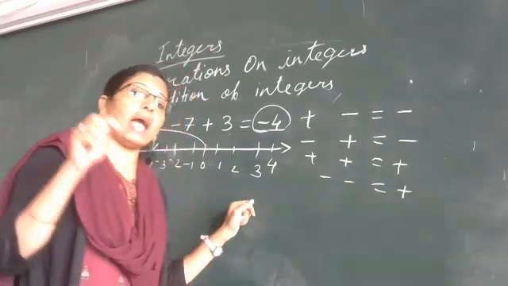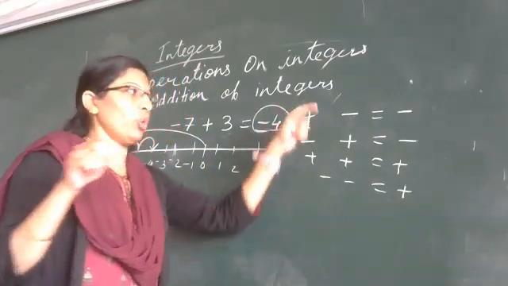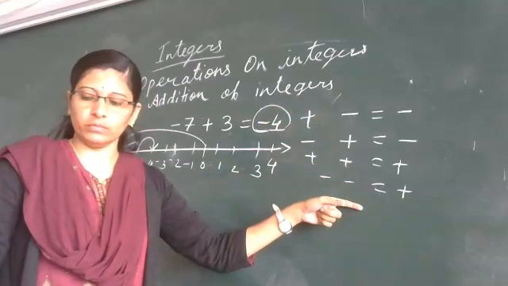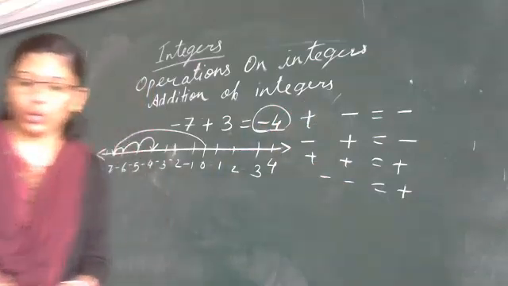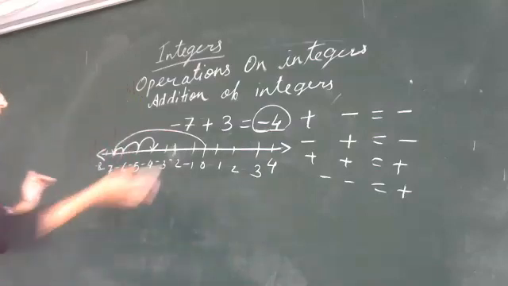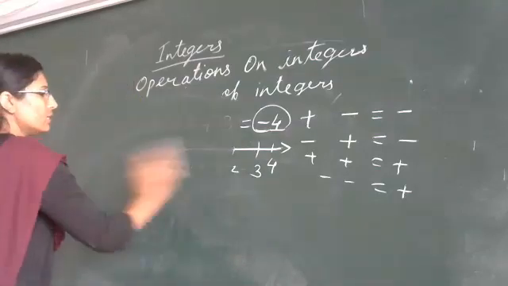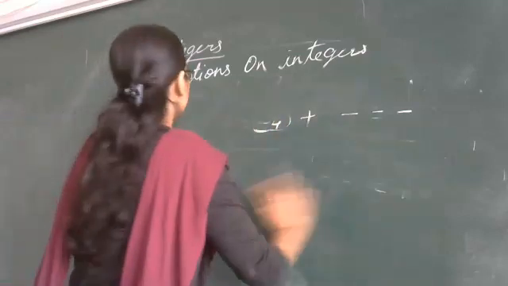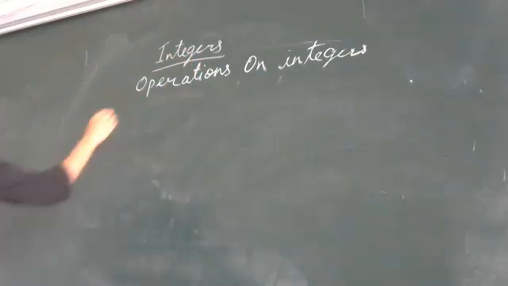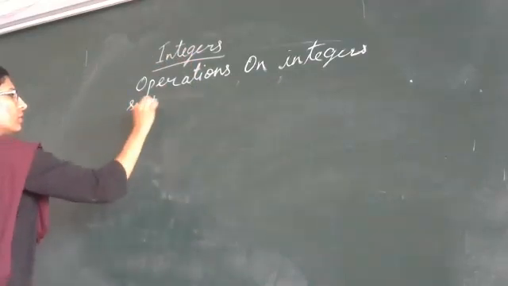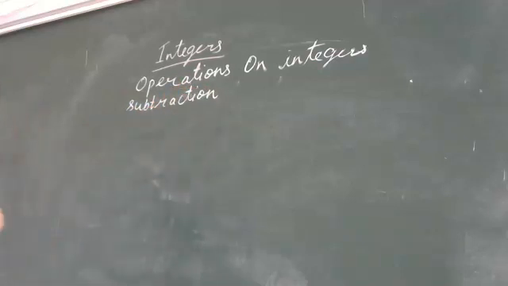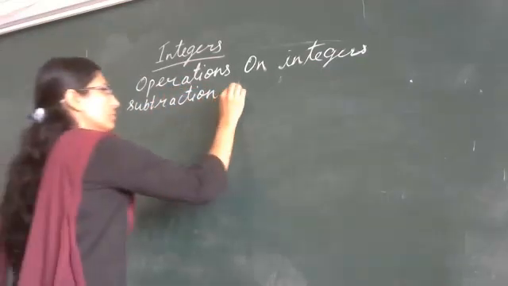Addition of integers with same sign and with opposite sign, both we saw. Understood? Yes, ma'am. Now we'll see subtraction of integers. This is addition, so the second operation is subtraction of integers.